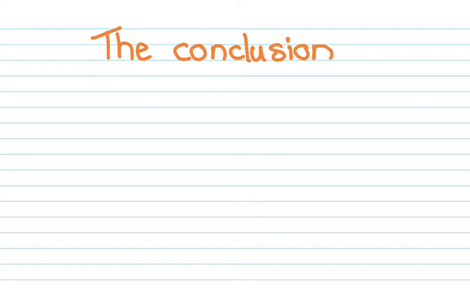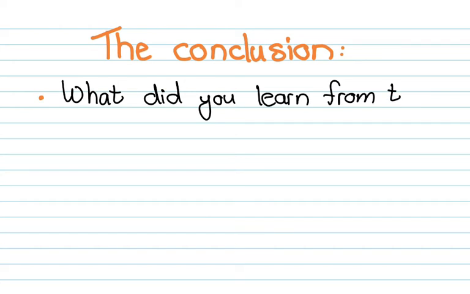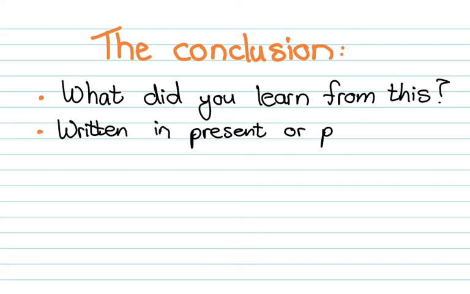And then lastly, we get to the conclusion. This is the one we don't ask very often, but it's usually the one that a lot of people confuse, because now we're asking, what did you learn from this? And the conclusion is usually drawn from data, which means that you're going to have to look at the numbers, look at the graph, look at the table. And that's why it's written in present tense or in past tense most of the time, because you already did the experiment now.